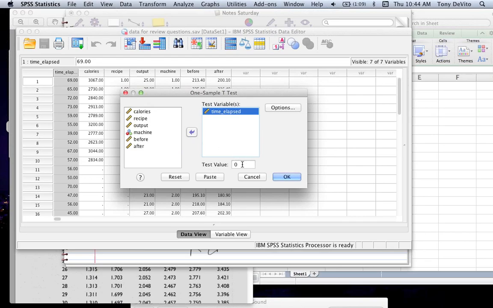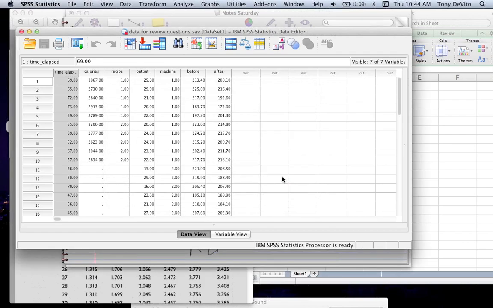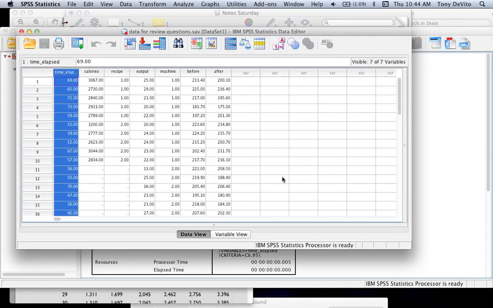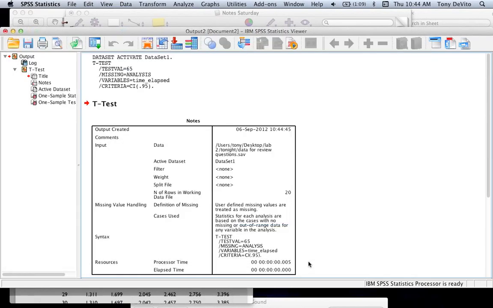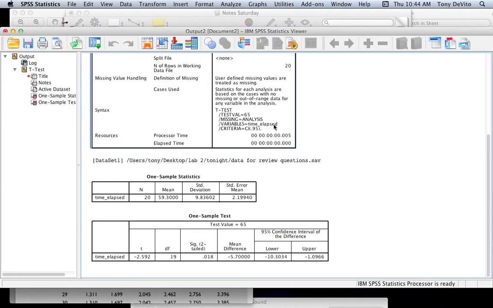And notice that it gives us a test value. It's asking us what value you want to compare it to. What's the mean of the other population, which is known? What do you want to compare it to? And that was 65. So I'm taking exactly the same data, and I'm going to analyze it using SPSS. I'm going to click OK. And now my output window pops open back here. And let's see what I get.